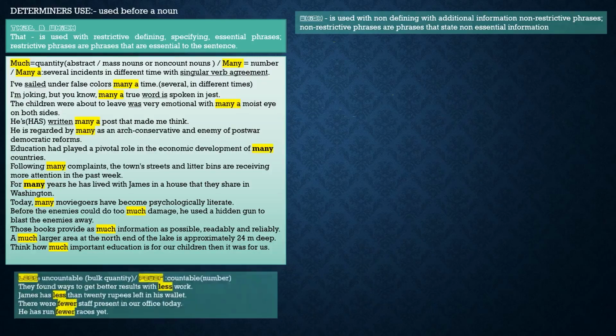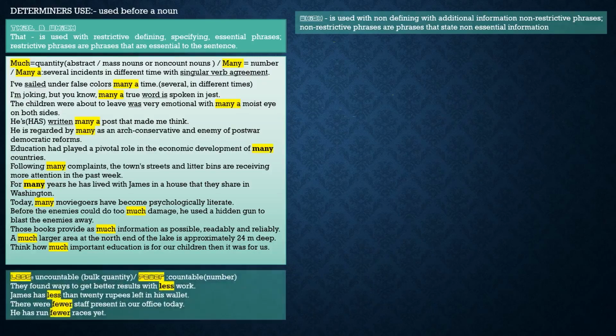Less and fewer. Less is used for uncountable or bulk quantity. Fewer is countable in nature, for numbers. They found ways to get better results with less work. James has less than 20 rupees left in his wallet. There were fewer staff present in our office today. He has run fewer races yet.